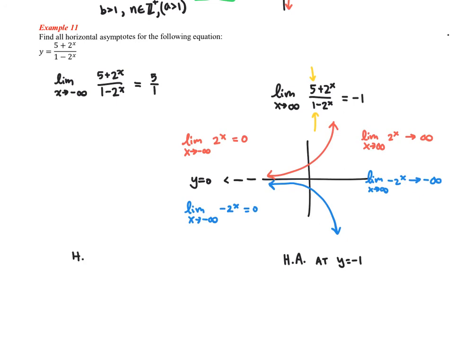Therefore, we've got horizontal asymptotes at y equals 5 and at y equals negative 1.